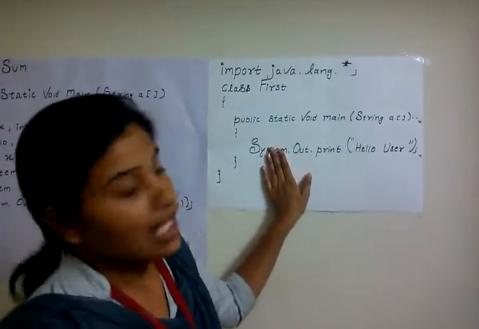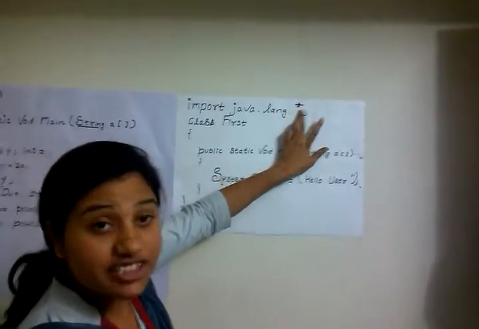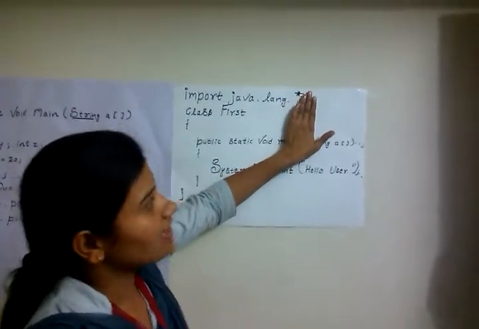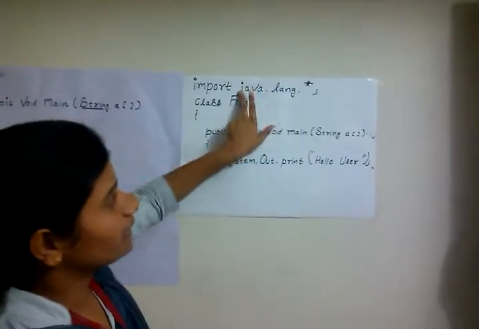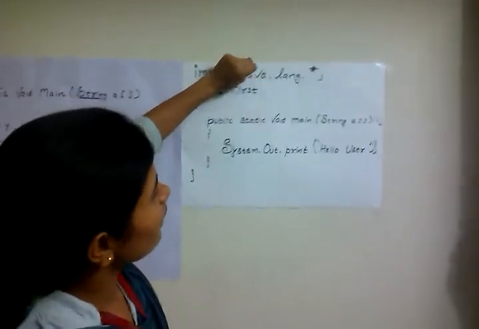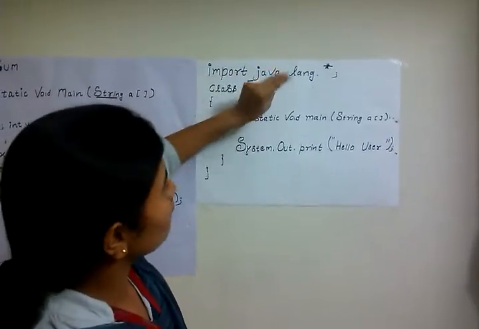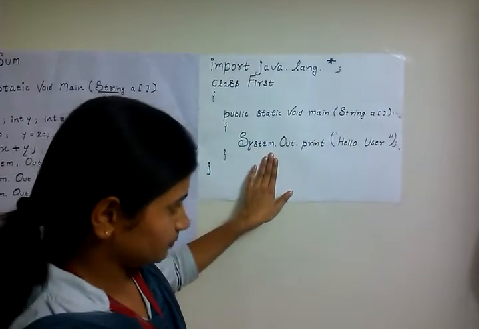Like in this example, I have imported the package java.lang.*. Asterisk is used for including all the classes and interfaces which are included in this package. By including this package, I have included all the classes and used two of them, that is String and System.